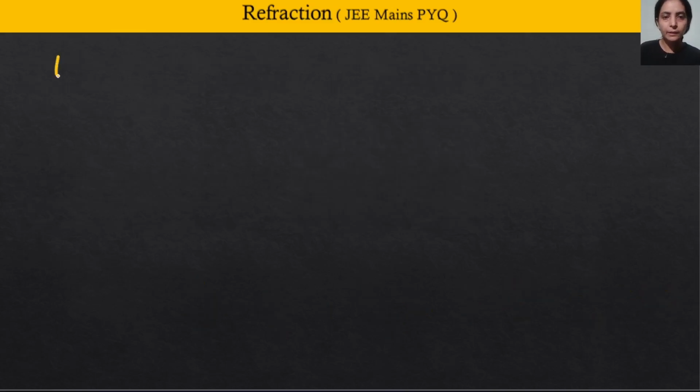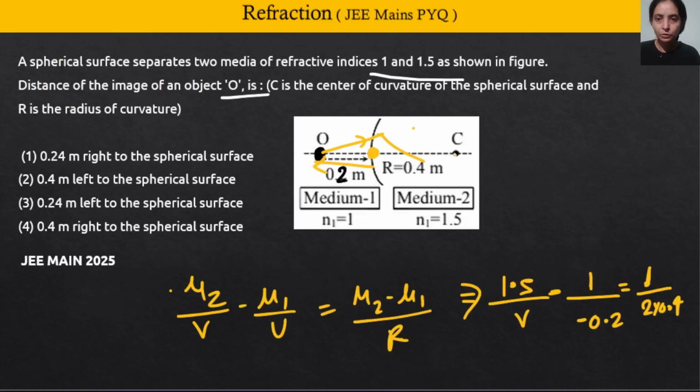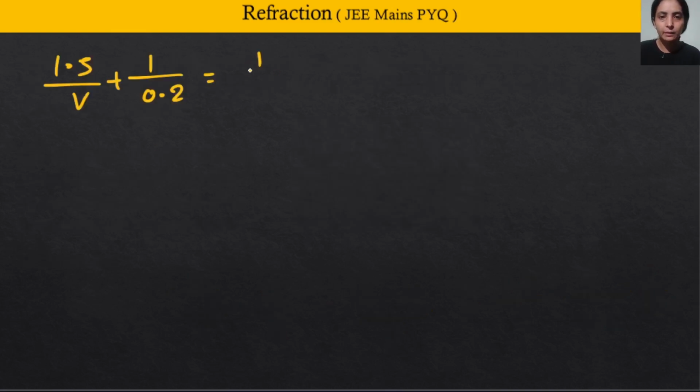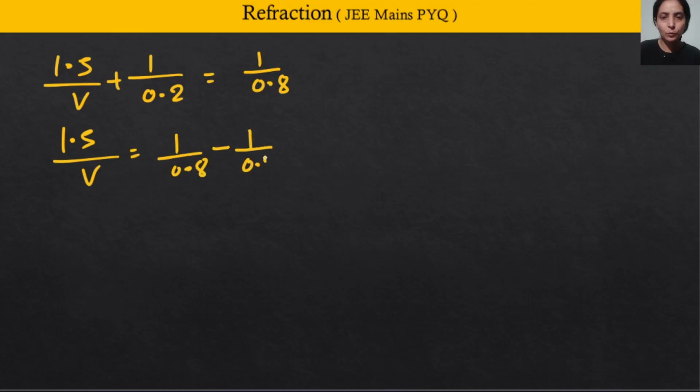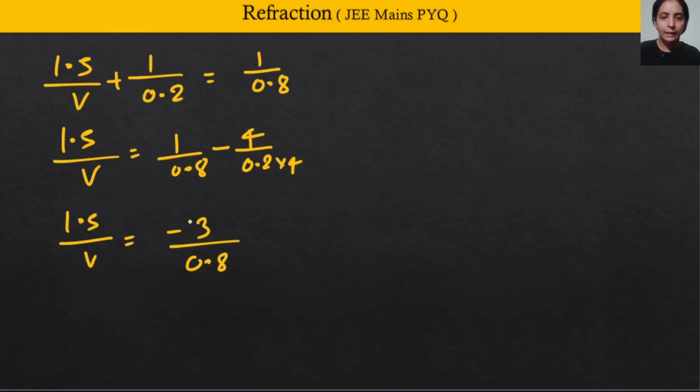So what we are getting is 1.5 by v plus 1 by 0.2 is equal to, using the sign convention for the radius, here is the distance, we measure it here, that is why I have taken it positive, so 1 by 0.8, 1 by 0.8. So this will become 1.5 by v is equal to 1 by 0.8 minus 1 by 0.2. Multiply it by 4, so this will become this, and 1.5 by v will become minus 3 divided by 0.8, and this will become basically 0.5. So v is equal to 0.5 into 0.8, that will give you 0.4.